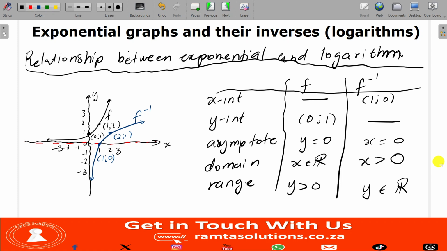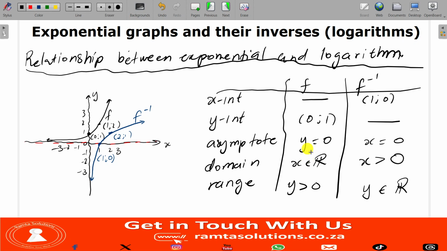Now, as we look at this, what does the x-intercept of the original become? It becomes the y-intercept of the inverse. What was the y-intercept for the original? It becomes the x-intercept. Remember, you need to swap the values. What was x becomes y, what was y becomes x. What was the asymptote? It was y equals 0. Then it will be x equals whatever value it is. Domain: x is an element of real numbers.